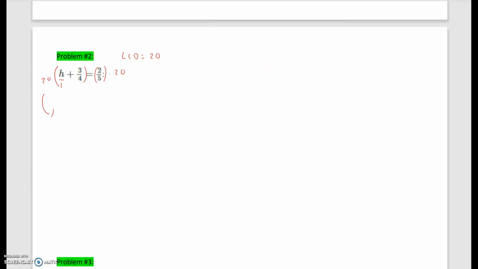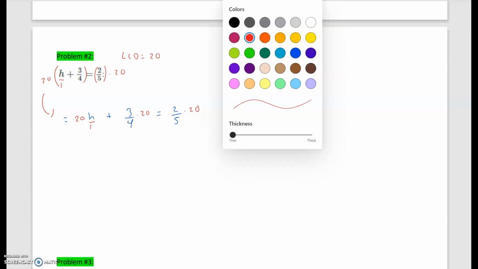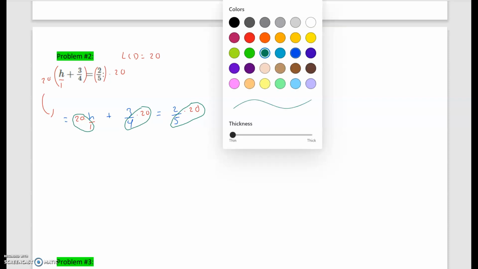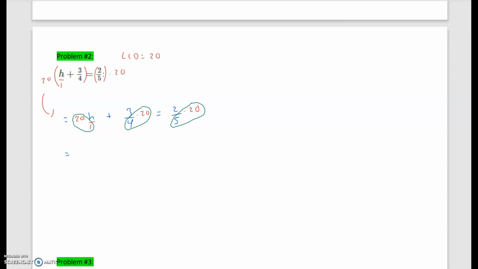So let me rewrite the equation. So this is h plus the values of 3/4. This is equal to 2/5. And to each part of the equation, we're going to be multiplying the 20. Keep in mind that that's a 1, so 20. And what this is going to do is, in one step, it's going to cancel all of our fractions. So let me rewrite what doesn't cancel. So you're going to have the h plus the 3. This is equal to 2.